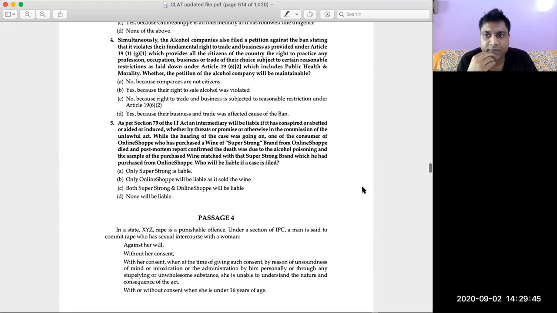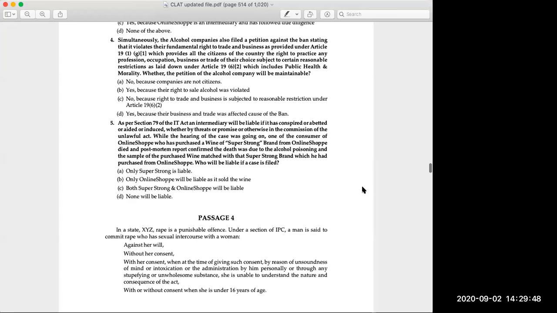Go ahead, Anshuman. Alcohol companies have filed a petition against the ban, stating that it violates the fundamental right to trade and business as provided under Article 19(1)(g), which provides all citizens of the country the right to practice any profession, occupation, business, or trade of their choice, subject to certain reasonable restrictions, as laid down under Article 19(6), which include public health and morality. Whether the petition of the alcohol company will be maintainable. The answer is surely no.